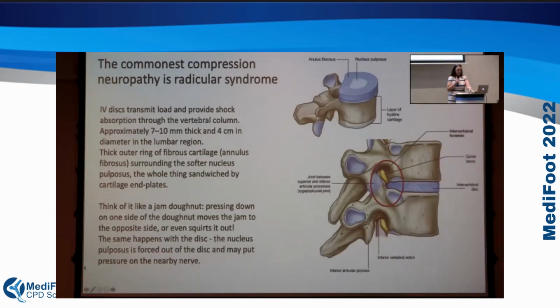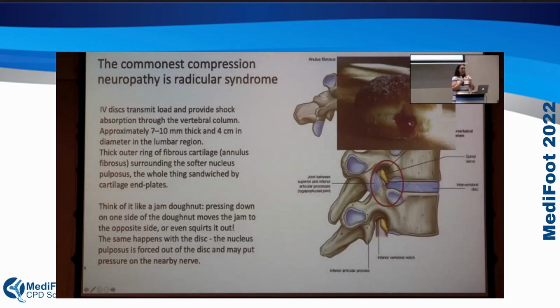The best way to think of these discs is as jam donuts. You've got the doughy bit around the outside, and the jam in the middle. What happens when you hit a jam donut? It splats out. So if you put too much pressure on a vertebral disc, the jam in the middle, the nucleus pulposus, will squirt out. In some cases, it can come out completely. In some cases, it just causes a bulge of the annulus fibrosus.